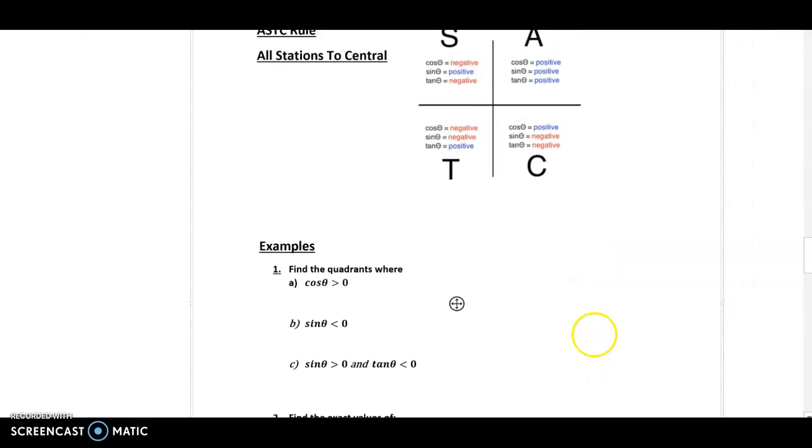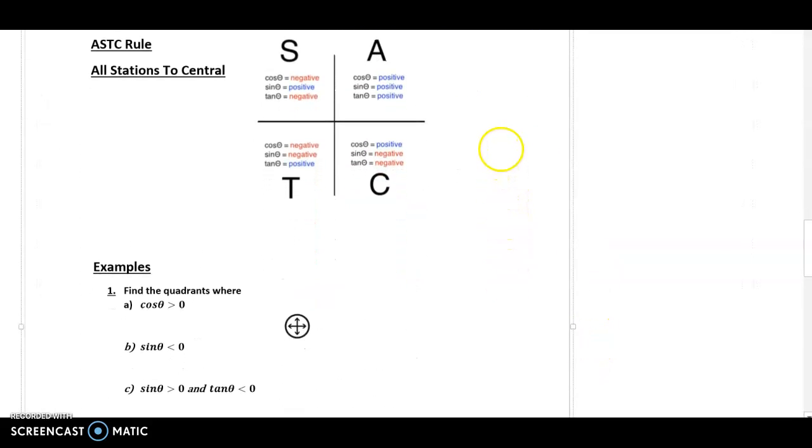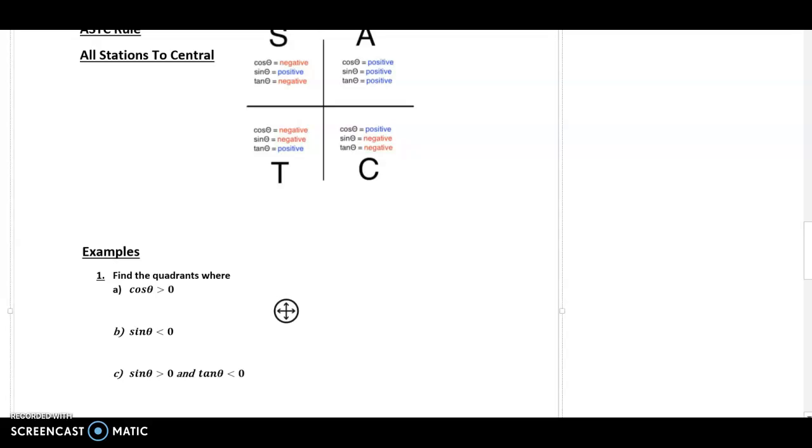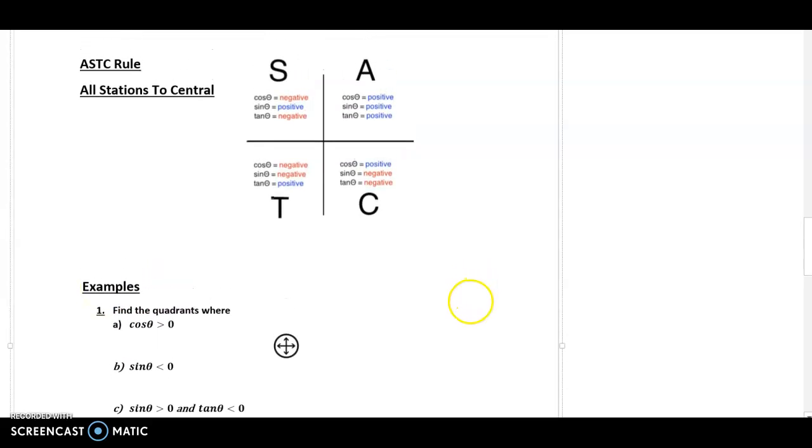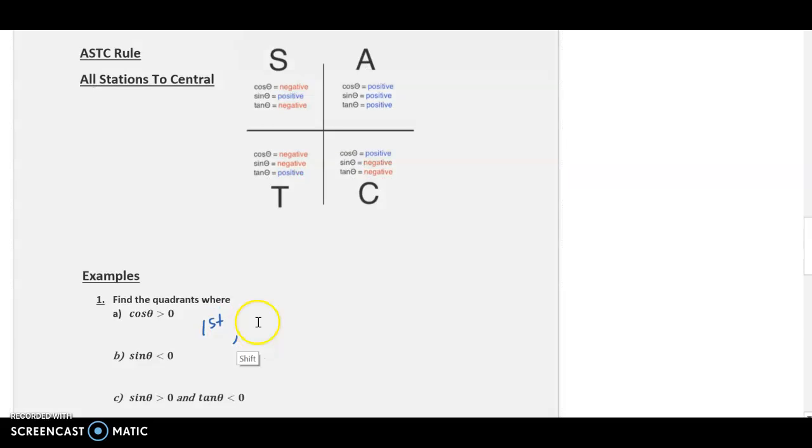Okay, now let's have a look and see if we can figure out some examples. Part A here says find the quadrants where cos is positive. Now, if we go back and have a look at our all stations to central here, cos is positive in the first quadrant and cos is positive in the fourth quadrant.